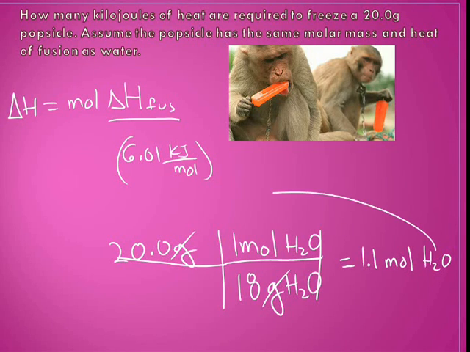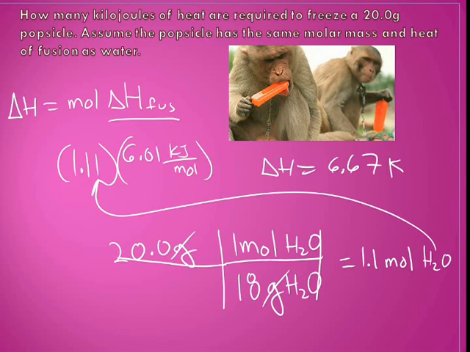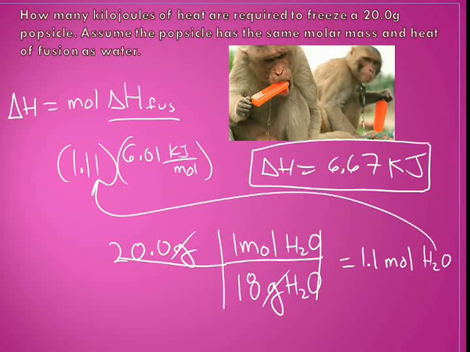Now let's just stick it in this formula here, 1.11 moles, and now we will get delta H. We get delta H equals 6.67 kilojoules. So it takes 6.67 kilojoules to freeze a 20.0 gram popsicle. So that's how much heat is needed. But is that the correct answer?